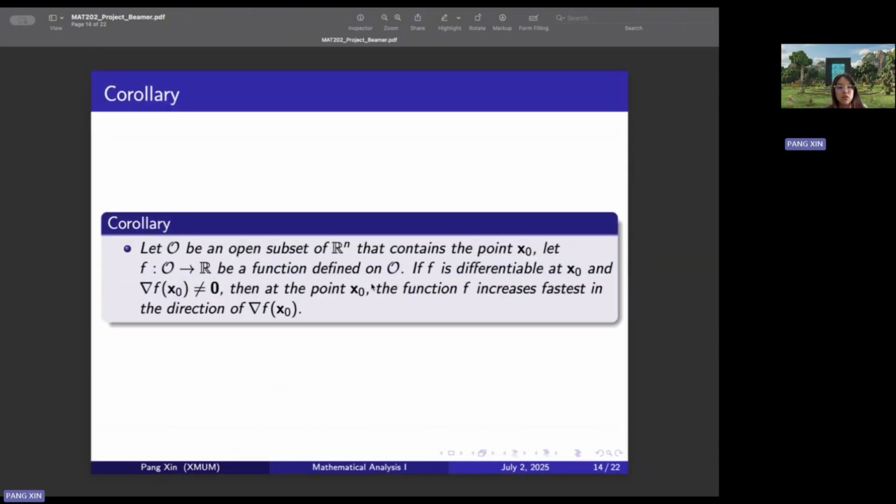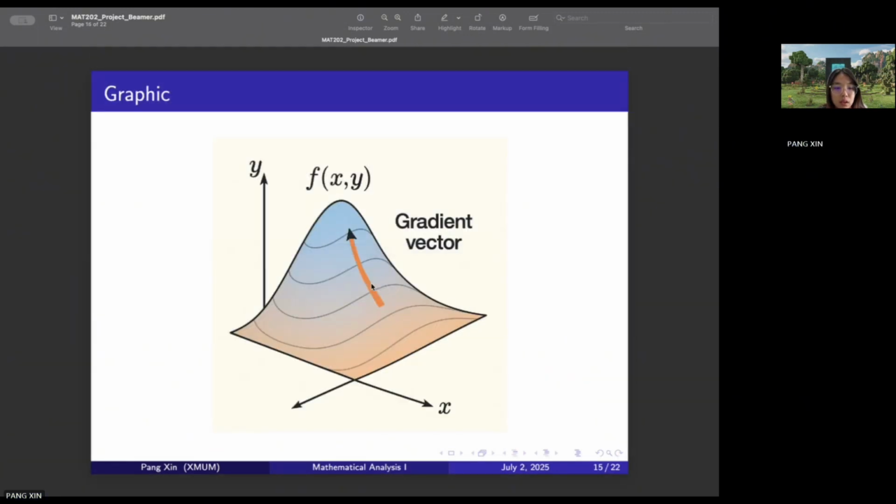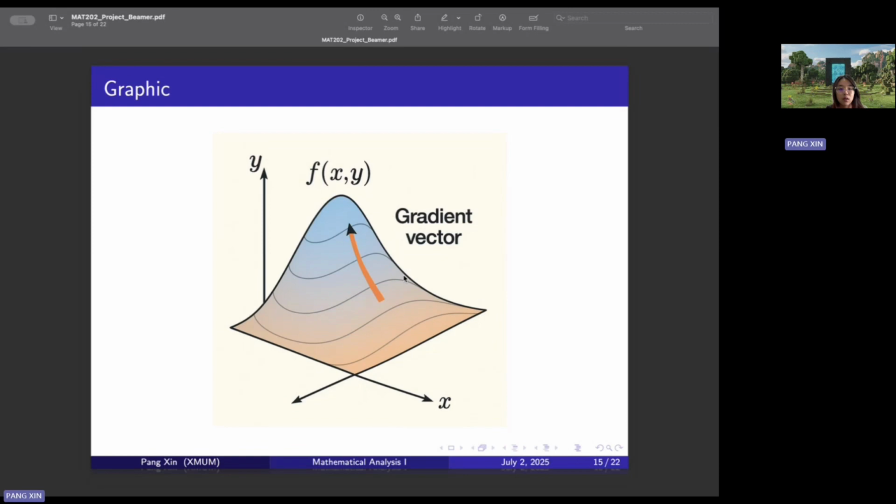Here's the beautiful conclusion. Let O be an open subset of R^n that contains the point x0. Let f be a function defined on O. If f is differentiable at x0 and the gradient is non-zero, then at the point x0, the function f increases fastest in the direction of the gradient. Visually, it's like standing on the slope and asking which way is steepest. The answer is go where the gradient points. It will be the steepest slope.